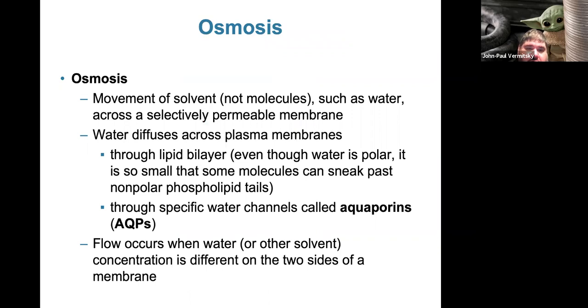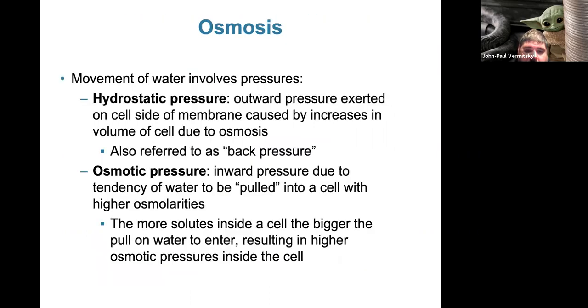So osmosis is the movement of a solvent, not molecules, such as water, across a selectively permeable membrane. Water diffuses across the membranes through the lipid bilayer. Even though water is polar, it is so small that some molecules can sneak past through specific water channels called aquaporins. The flow occurs when water or other solvent concentration is different on the two sides of a membrane.